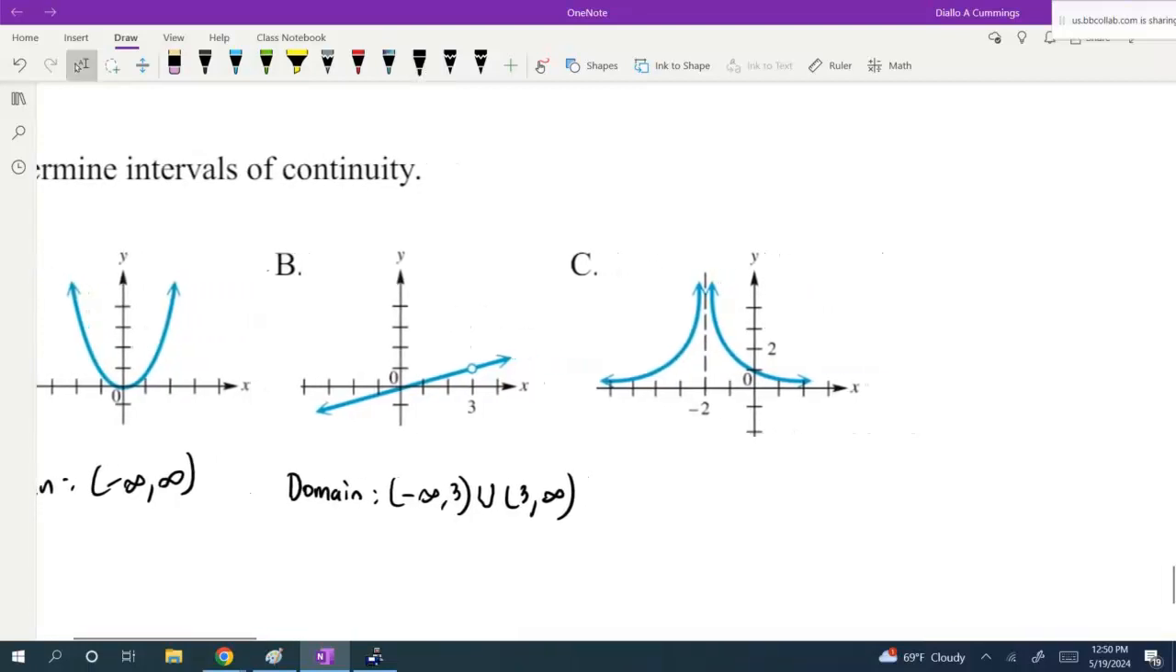All right. And then for my last graph, the interval of continuity is nothing more than the domain. So I can trace this graph from negative infinity to negative 2. And then I have to take my pencil off of the paper, put it back on at negative 2, and I can continue to trace the graph.